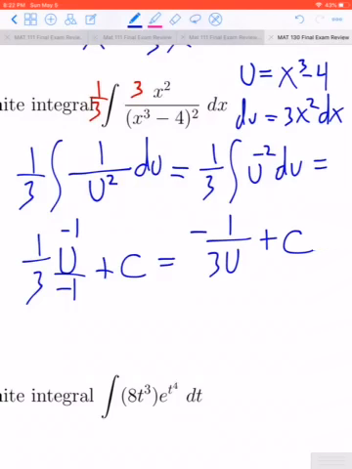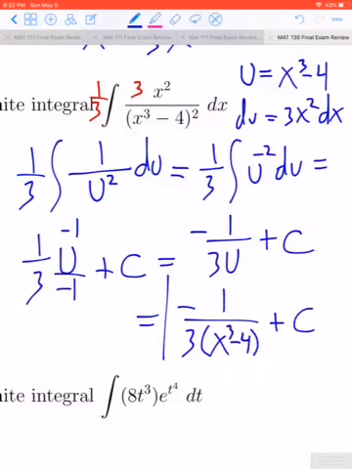At the end of the day, remember we started with an antiderivative in the variable x, so we need to end with an antiderivative in the variable x. Go back to your substitution equation, and wherever you see u, we're going to replace it with x cubed minus 4. So there's our final answer. The indefinite integral is negative 1 over 3 times (x cubed minus 4) plus c.